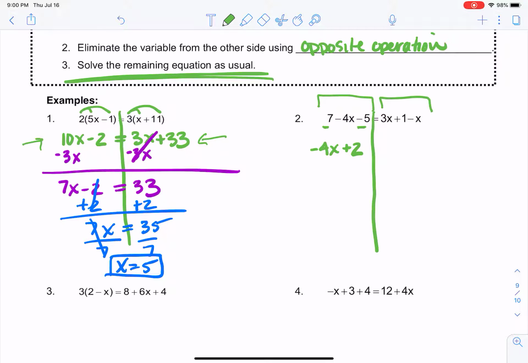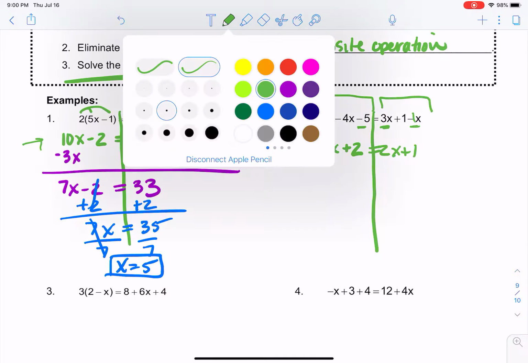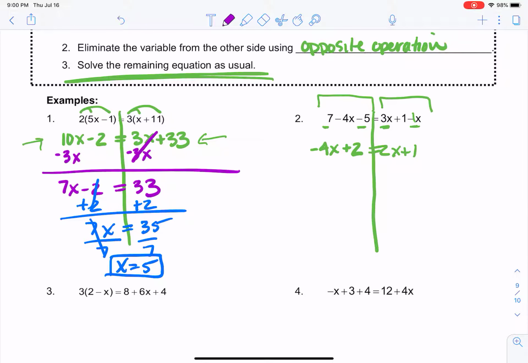Much nicer. I'm also going to look on this side of the equation, and I see some like terms on this side as well. So I have a 3x and a negative 1x. When I combine those, I'm going to have 2x plus 1. Again, much nicer. And then everything else is the same from here on out. So I'm going to try to get these x's to one side by doing the opposite. I'm going to actually choose to get this 2x to the other side. So I'm going to subtract 2x on both sides.